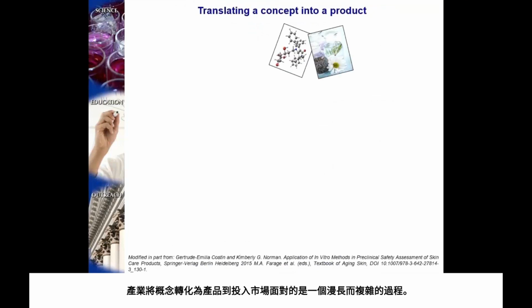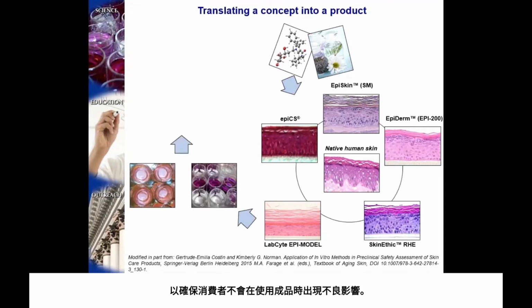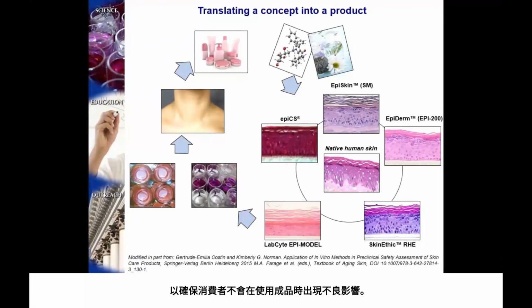So, coming back to what industry is facing when putting a product on the market, it is a lengthy and complicated process to translate a concept into a product. Coming from an idea of a prototype and going into safety and efficacy testing, multiple in vitro possibilities to address these goals are available on the market. Any of these tissues can be used for efficacy and safety testing to ensure that the consumer is not exposed to adverse effects when using a finished product.